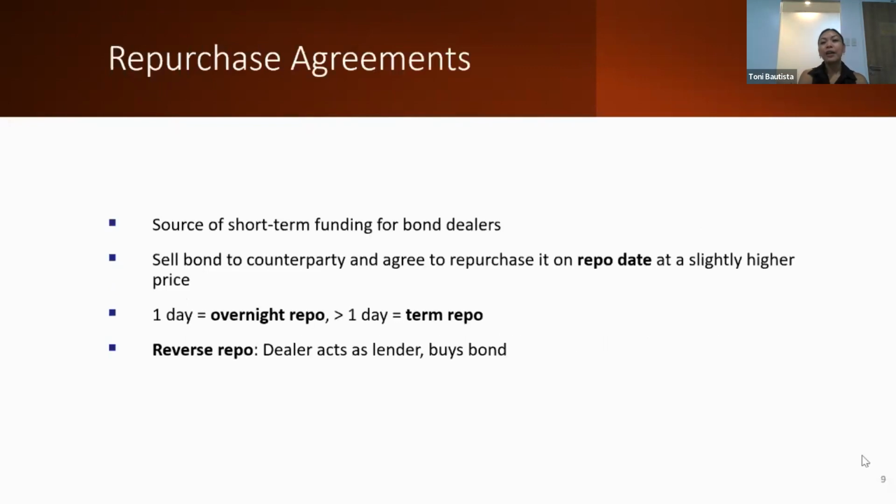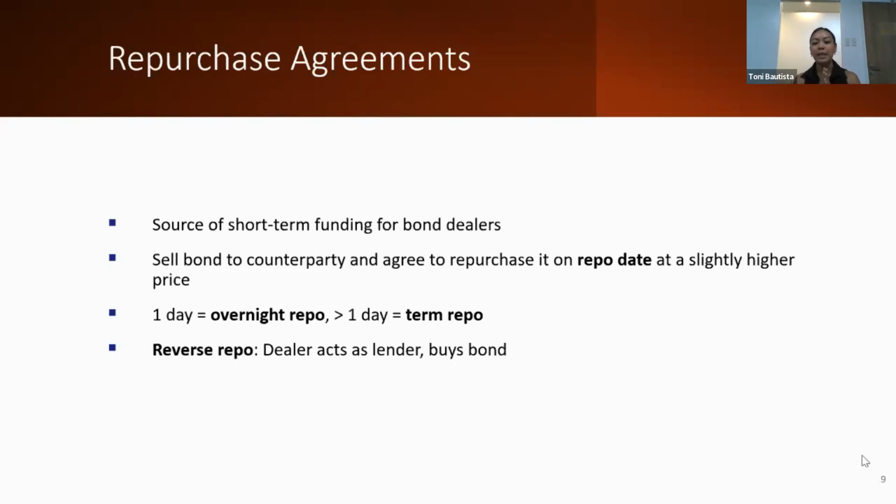Now, another thing that is part of the fixed income market, we normally call it an auxiliary product to the fixed income market because it facilitates efficiency in terms of settlement. We call it your repos or repurchase agreement. Normally, this is a source of short-term funding for bond dealers, and it's also a source of short-term requirement for the bonds, also for the bond dealers. So you can either be a repo seller or a repo buyer.